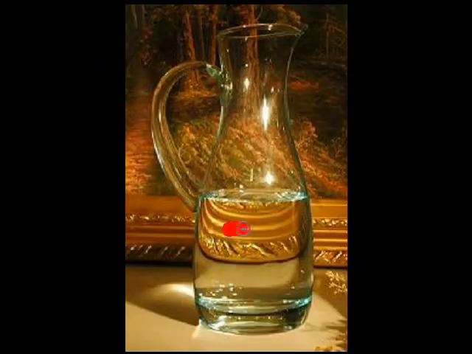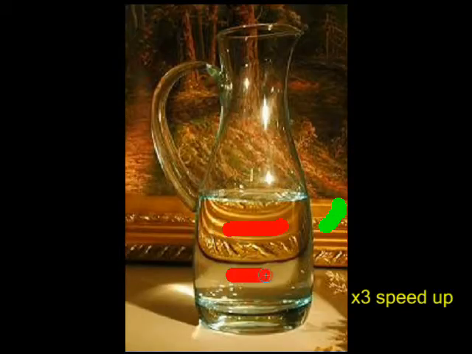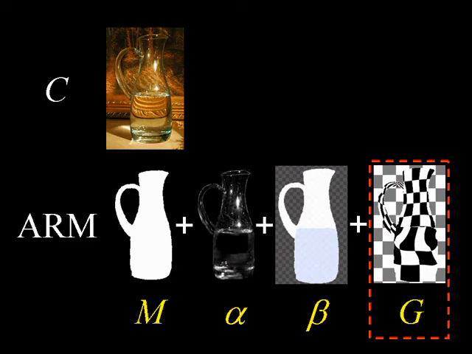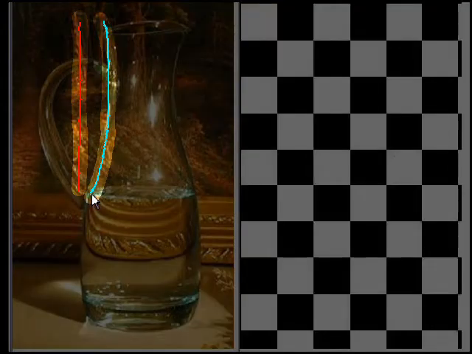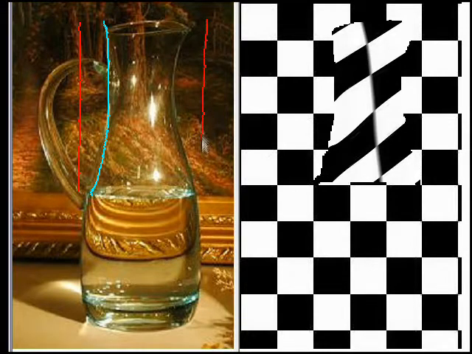The user then specifies a transmission factor beta by marking up background colors and their corresponding attenuated colors in the object. To specify the refractive deformation G, the user marks up stroke pairs where a reference stroke is first drawn followed by its target stroke.